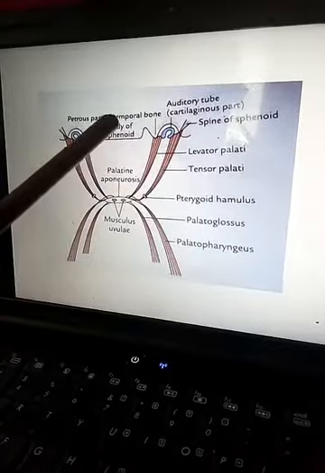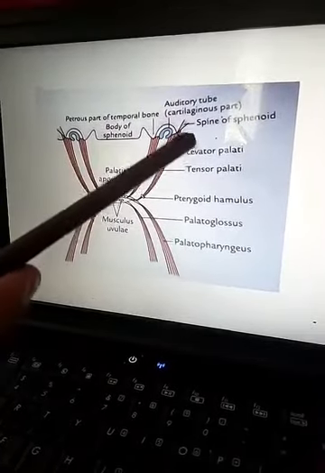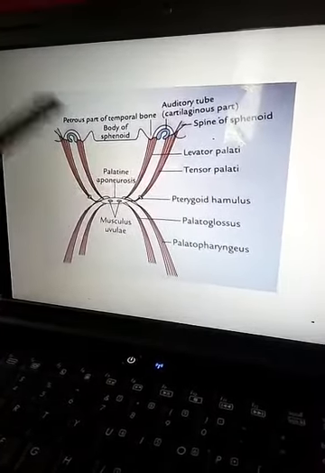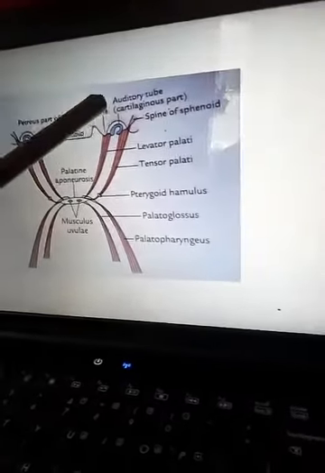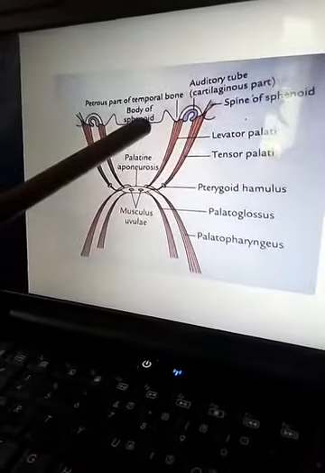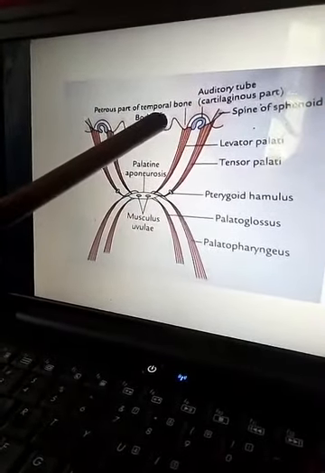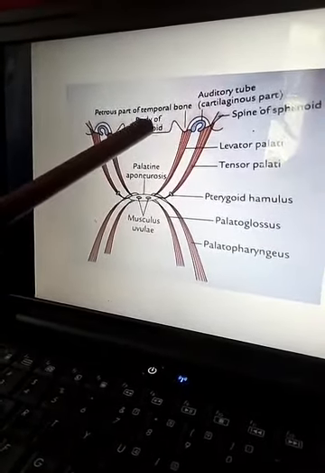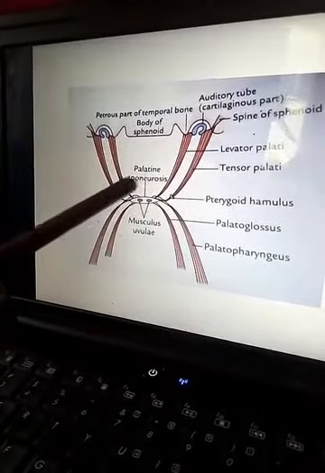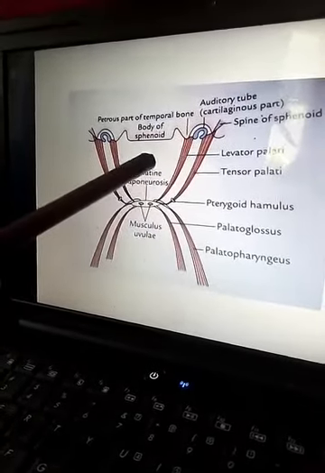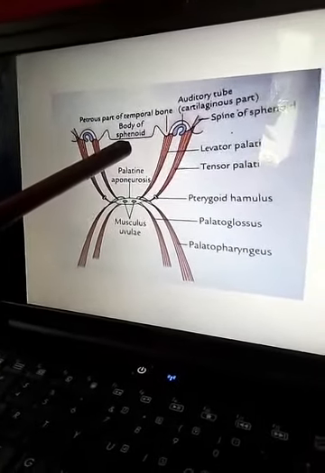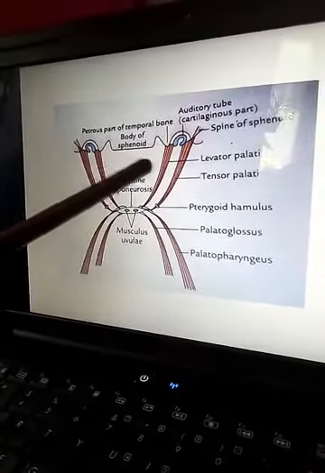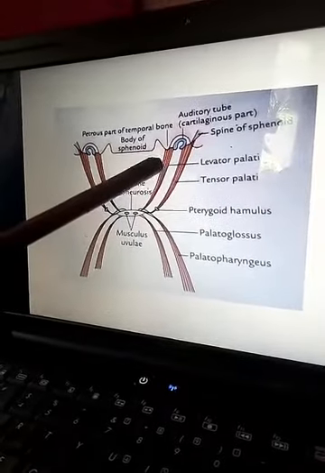And the functions of the soft palate: it separates the oropharynx from the nasopharynx during swallowing. It isolates the oral cavity from the oropharynx during chewing so that breathing is not affected. It helps in the modification of quality of sound. It protects the damage of nasal mucosa during sneezing, and it prevents the entry of sputum into the nose during coughing.